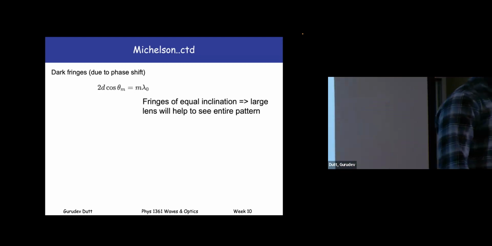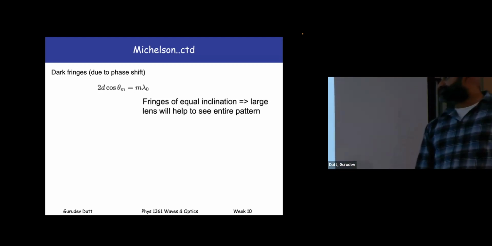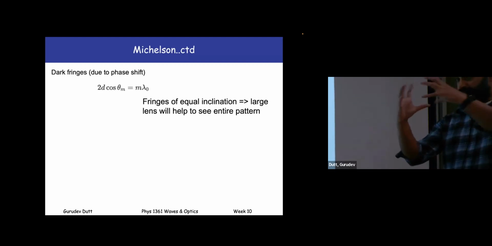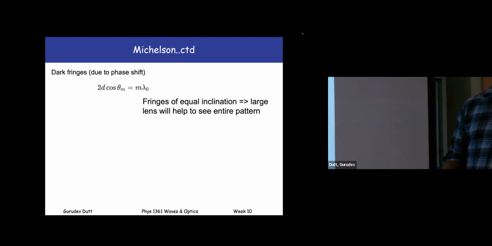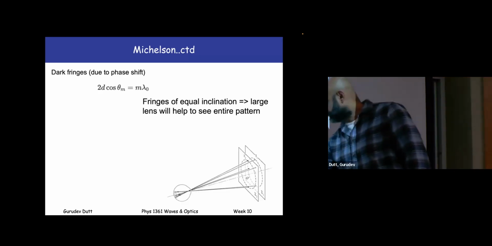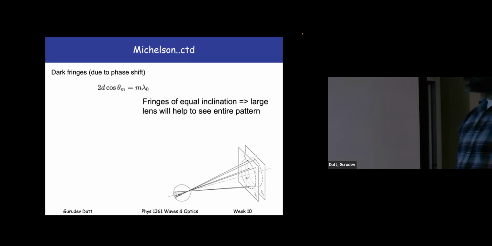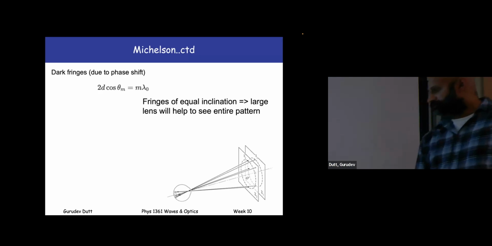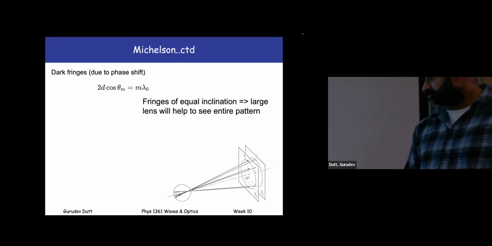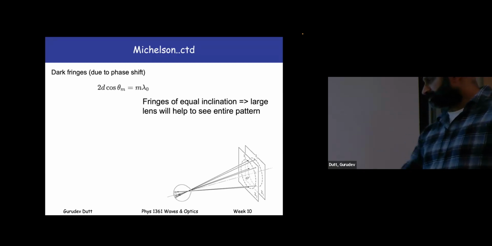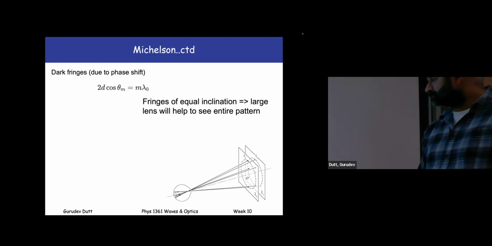Again, these are fringes of equal inclination. If you have a large lens that you're looking through, you'll be able to see the entire pattern of the fringes in the Michelson interferometer. Of course you can use your eyes, but a lens will usually help to view that pattern. This is just showing that same picture from the perspective of the person watching.